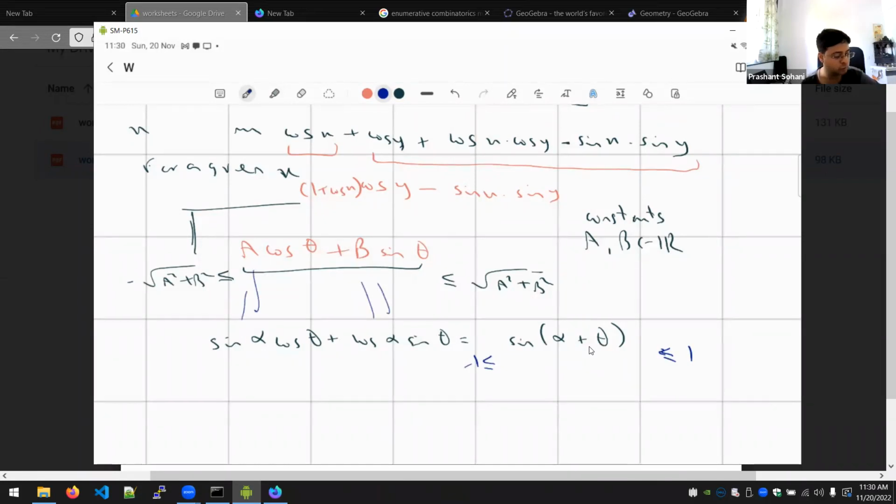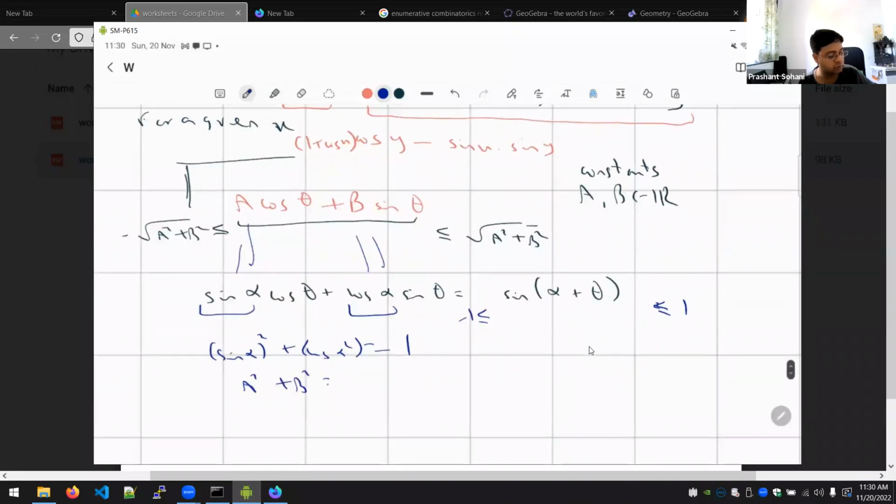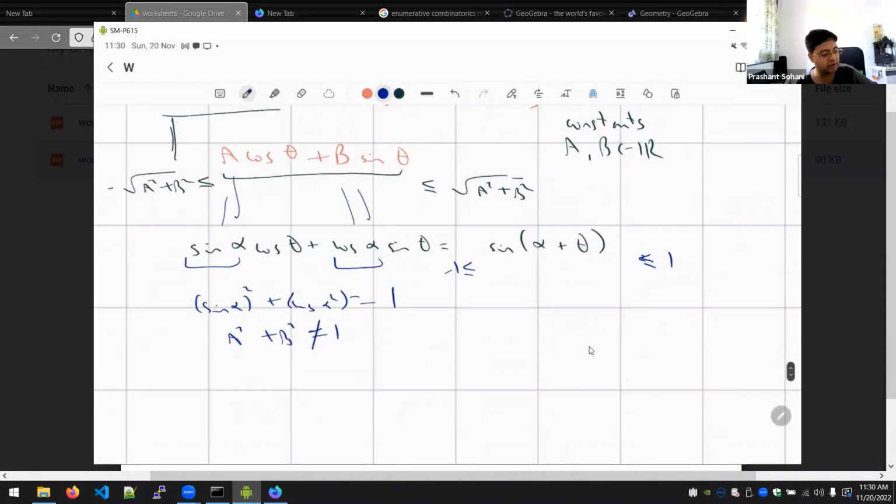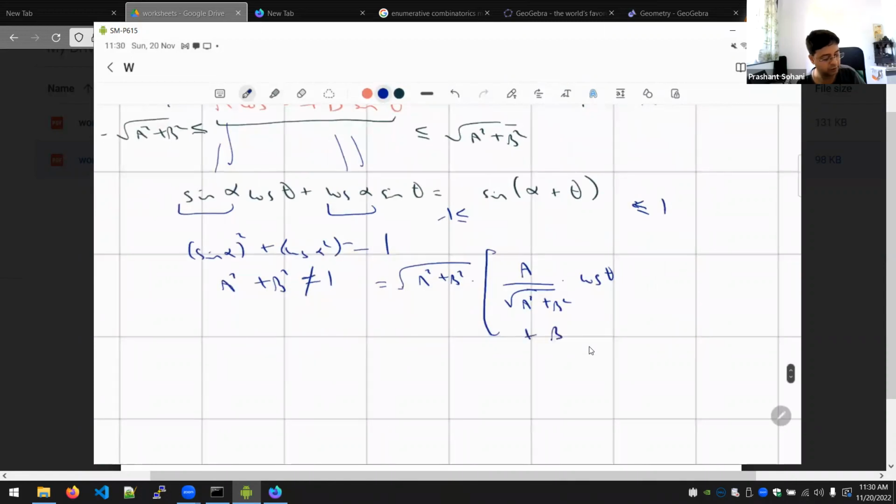Sin alpha and cos alpha can be any values as long as sin alpha square plus cos alpha square is equal to 1. Right now, A square plus B square is most likely not equal to 1, so we would like it to be 1. We have to multiply and divide by a suitable factor. That motivates the idea. Let's multiply and divide this original expression by root A square plus B square. So we can write it as root A square plus B square times A upon root A square plus B square into cos theta plus B upon root A square plus B square into sin theta.